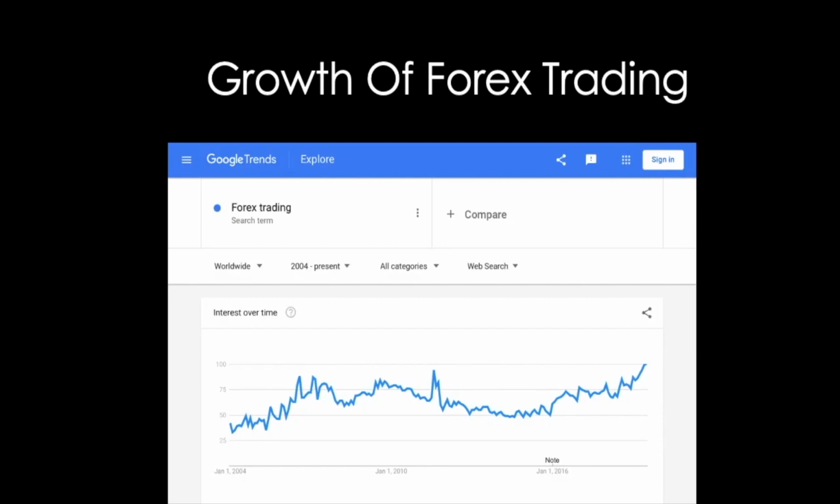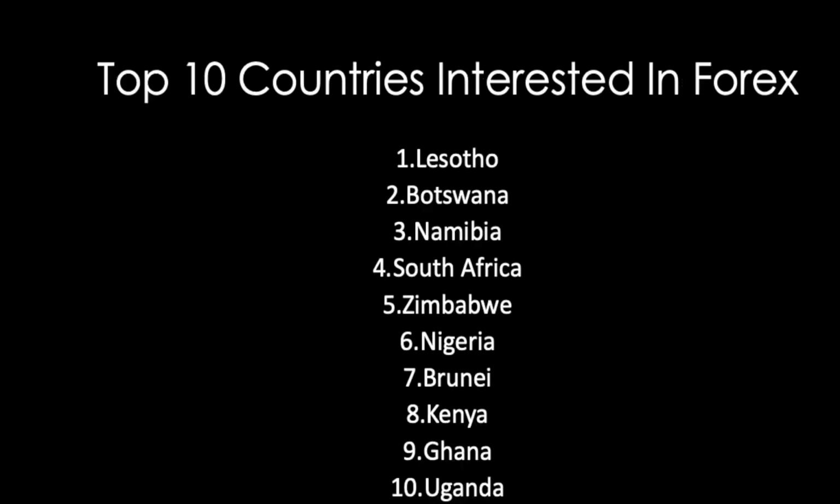And I really started to ask myself, okay, what countries are actually driving this growth in the interest in the Forex industry? And the top 5 countries are Lesotho, Botswana, Namibia, South Africa, and Zimbabwe. If you want to go into more detail, the top 10 then include Nigeria, Brunei, I don't even know where that is, Kenya, Ghana, and Uganda. The moment I saw this, it became clear to me what was going on here.